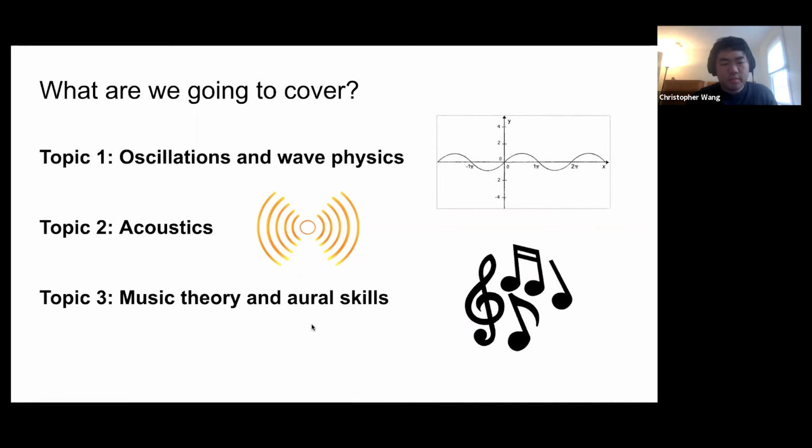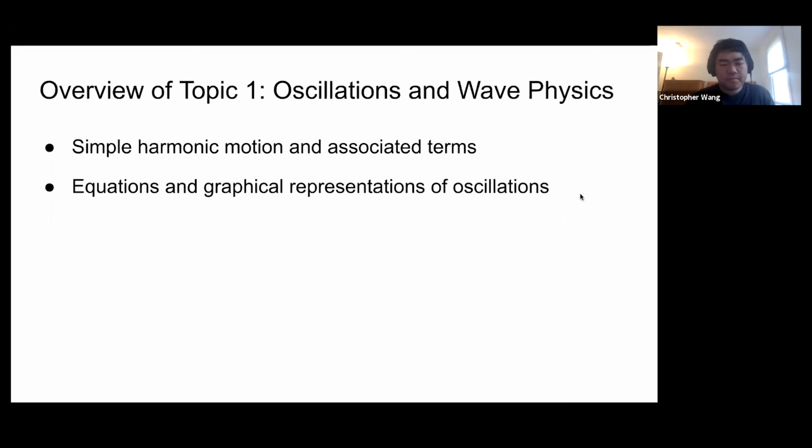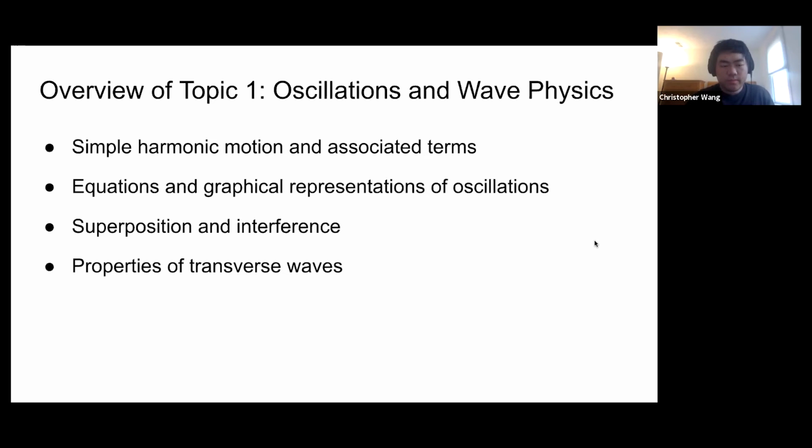As a brief overview of the topics in topic 1, we're going to talk about simple harmonic motion and terms like amplitude, period, and frequency, if you've heard those before. This is something that's very commonly taught in physics classes. We're going to talk about how you can represent oscillations with equations and graphs using the sine and cosine functions. We're going to talk about superposition and interference, which deals with what happens when you add 2 waves together. If you have 2 waves on a string, what happens when they meet each other? They combine to form a new wave. What does that new wave look like? We'll talk about properties of transverse waves on a string. Those include more complicated things like average power, which is the rate of energy transfer.